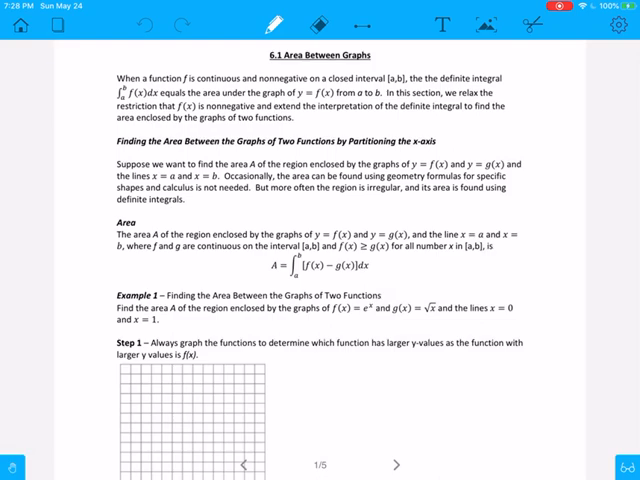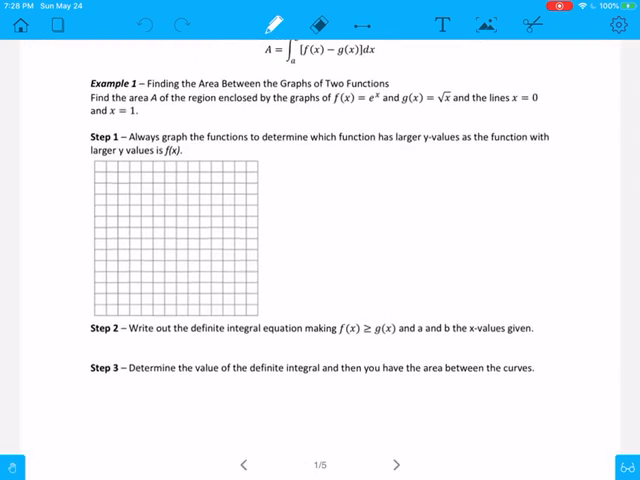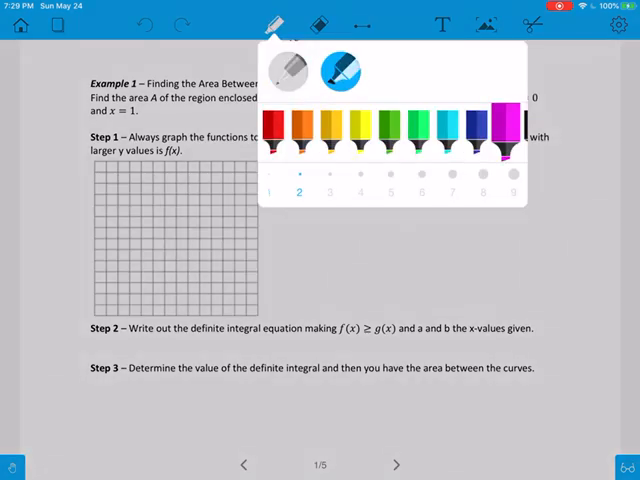So example 1, finding the area between the graphs of 2 functions. Find the area A of the region enclosed by the graphs of f of x equals e to the power of x and g of x equals square root of x, and the lines x equals 0 and x equals 1. So the x equals 0 and x equals 1 portion, let me get a little highlighter out here.